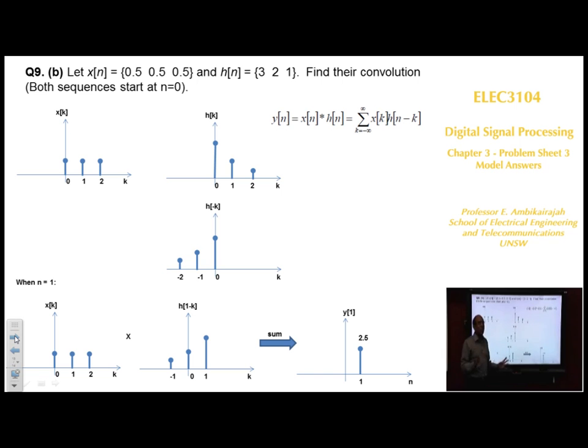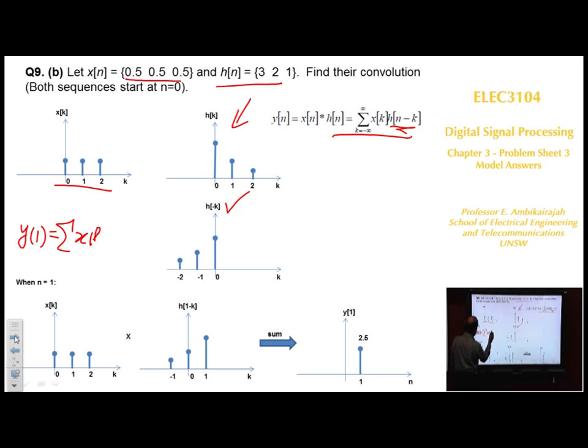It's a similar question, no difference at all, just to give you another experience. So this sequence this time is that, and h(n) is this one. Now we want to evaluate this equation. So let n equal 0. Oh, we did n equal 1 here. So y1 is equal to the sum of xk h(1 minus k), and k goes from minus infinity to plus infinity. Yeah? 1 minus k means shift this by 1 sample.